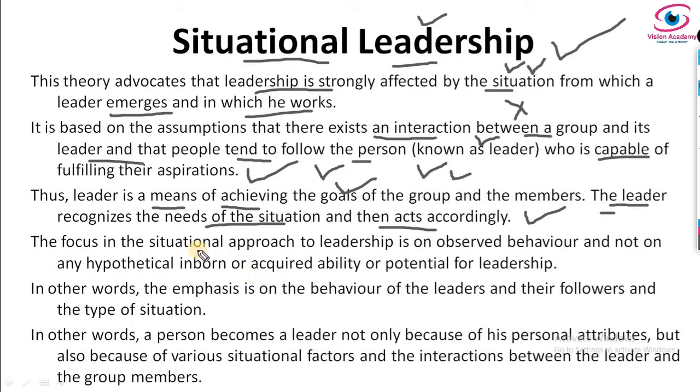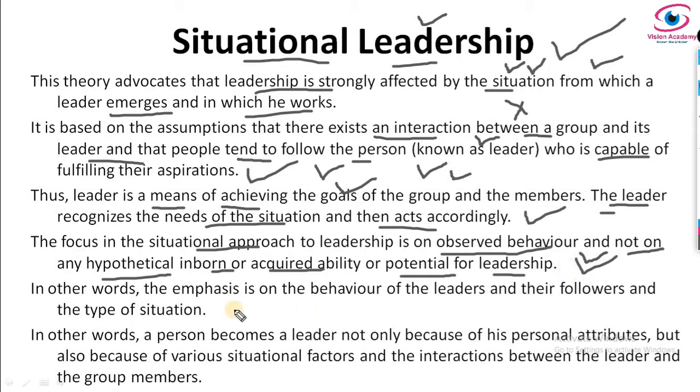In the situational approach, the focus of leadership is on observed behavior. Observed behavior means whatever the leader observes in the situation, the demand of the situation, is the main focus, and not any hypothetical inborn or acquired ability or potential for leadership. Whatever the situation demands, whatever is required in any situation, will be observed, and based on that observation, the leader will emerge.